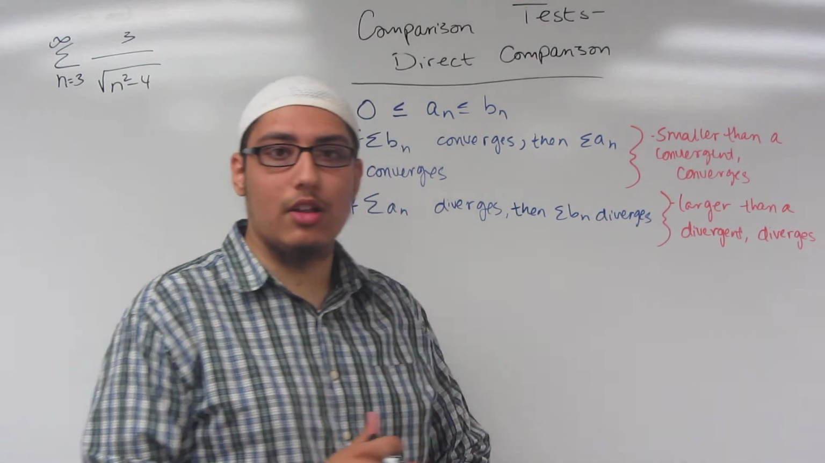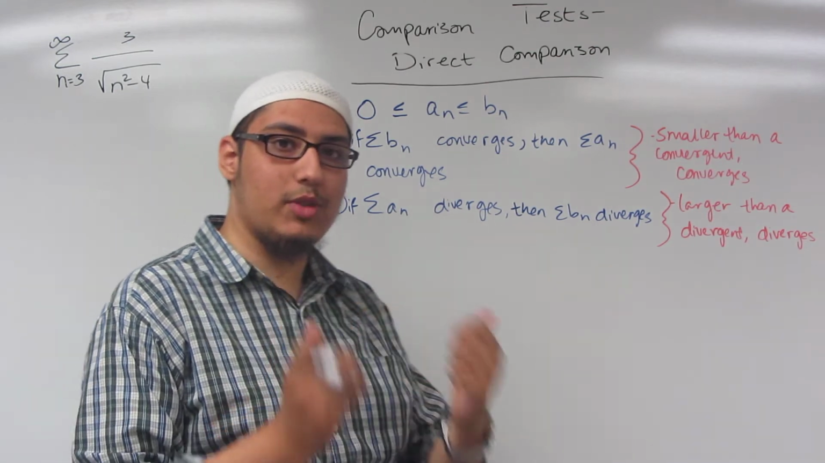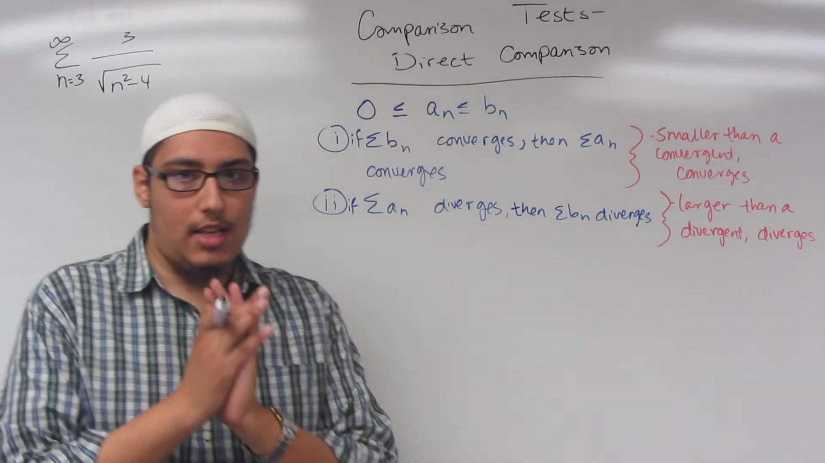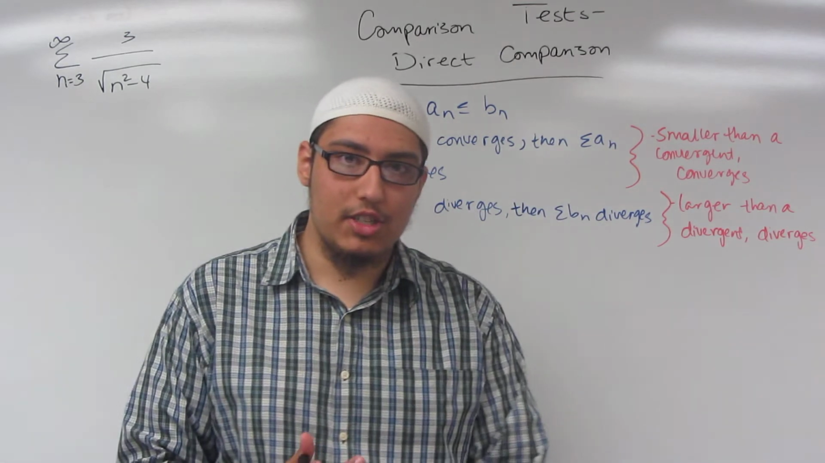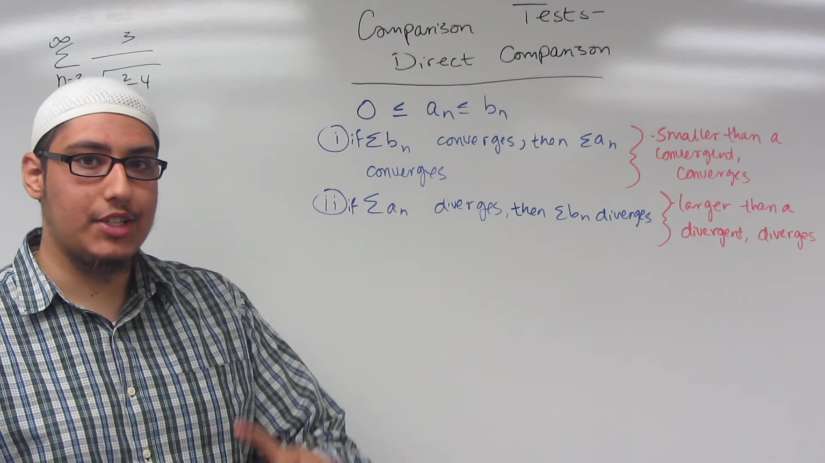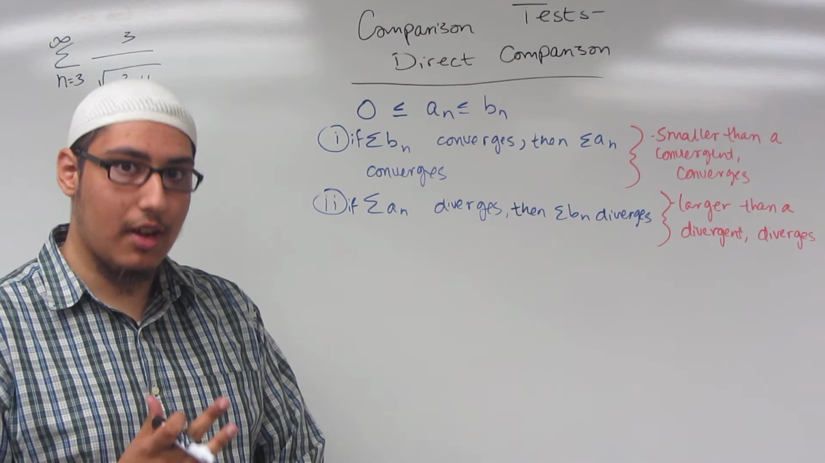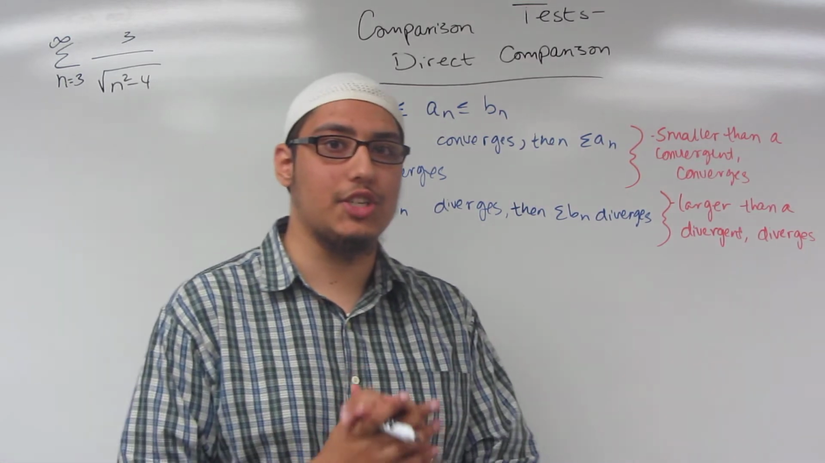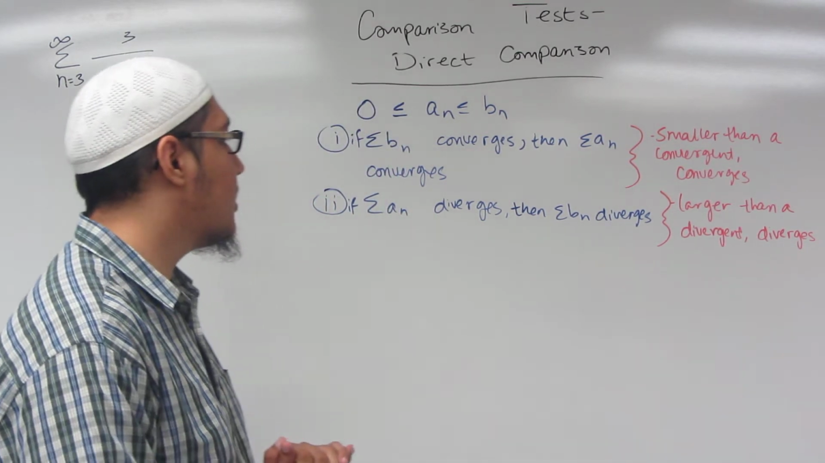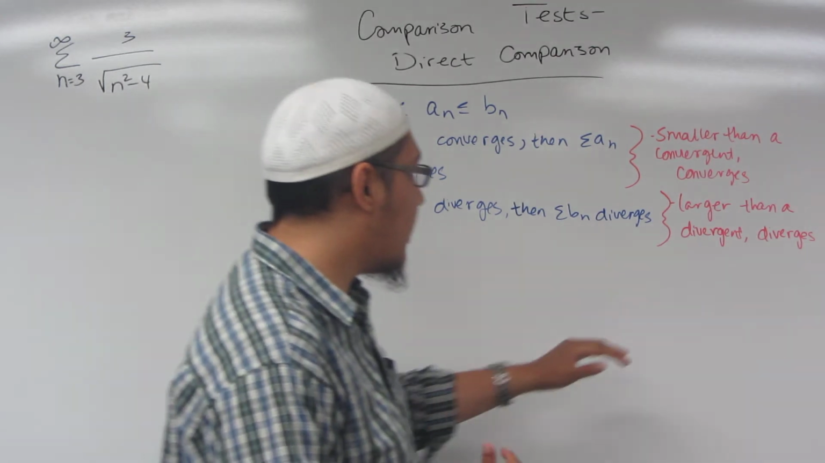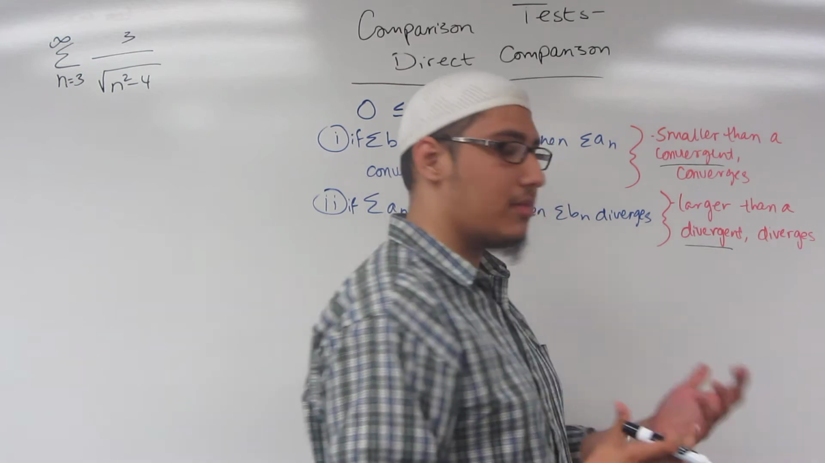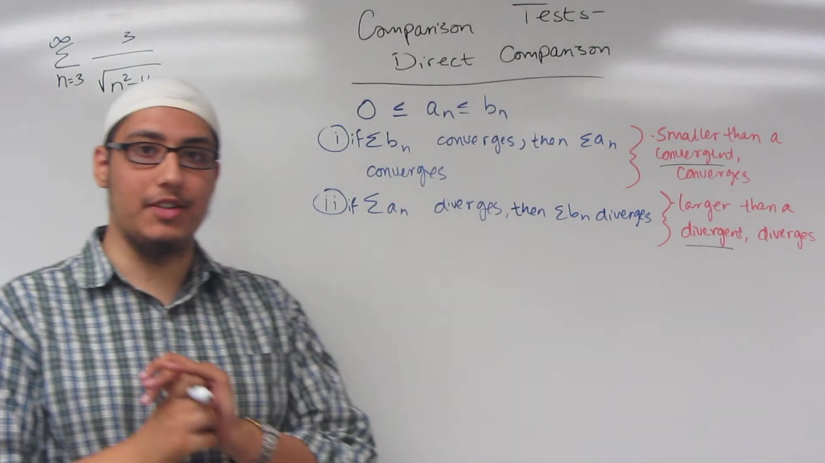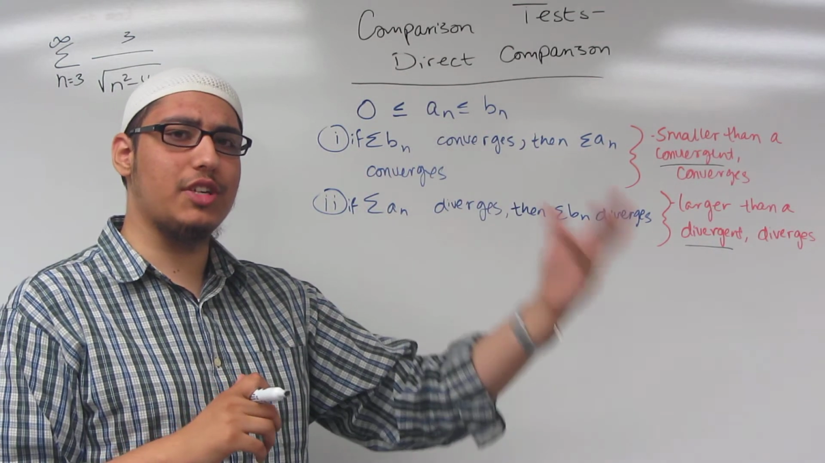So if we are larger than a divergent, then we diverge. Okay, now say this to yourself a couple of times to just get this in your head. Smaller than a convergent converges, larger than a divergent diverges. All right. And again, this is talking about the B sub n series. Okay, because B sub n we already know the behavior of.